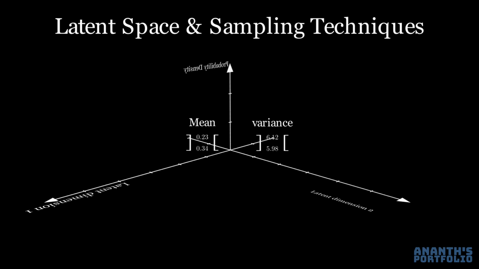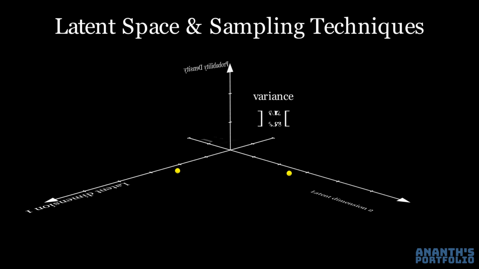Let's visualize our latent space in a 3D coordinate system. The mean vector we obtained from the encoder network represents the center point of our distribution. Think of this as the most likely location for our encoded data point. When we plot this vector, it gives us a specific position in our coordinate system. The variance vector tells us how much variation we allow around this mean point. This is crucial because it determines the spread of our possible samples. A larger variance means we'll allow more diversity in our generated samples.